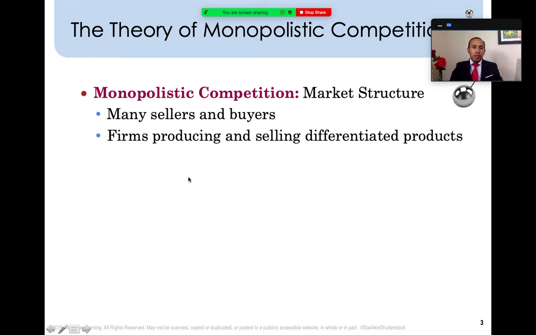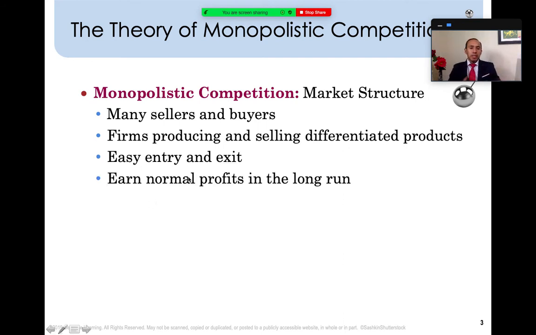In monopolistic competition, there is easy entry and exit out of the industry, and any firm can enter with no barriers to entry. The firms tend to earn normal profits in the long run, and they reach what is called a zero profit equilibrium, which means that all of the profits are fully exploited and normalized.